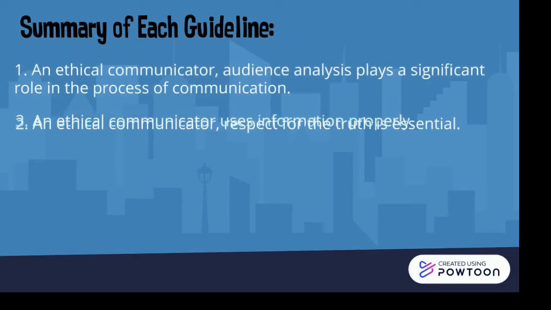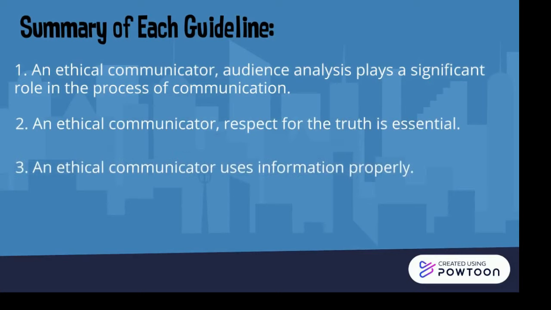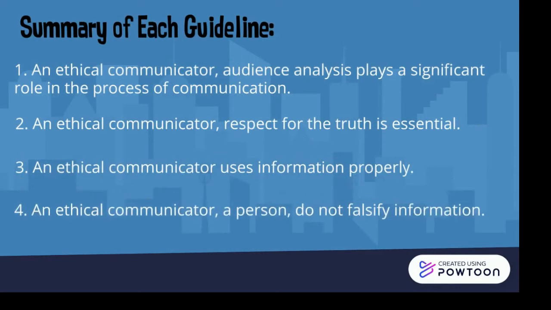Guideline number 3, an ethical communicator uses information properly. Providing information to people needs proper preparation. Talking about a topic with no background or adequate information about the issue would give false information. Guideline number 4, an ethical communicator does not falsify information. An excellent example of this is plagiarism, where the person uses words or ideas of another without giving credit to the primary source.